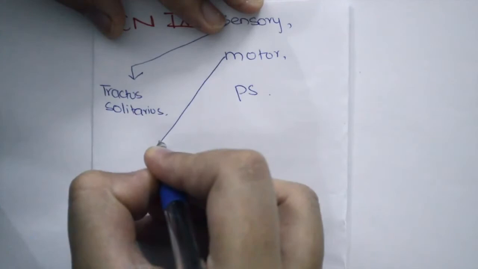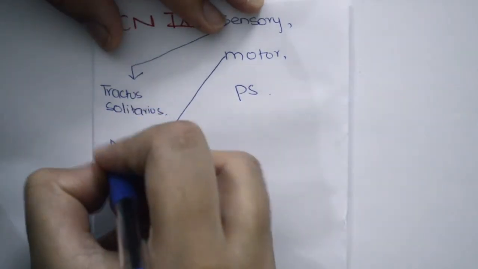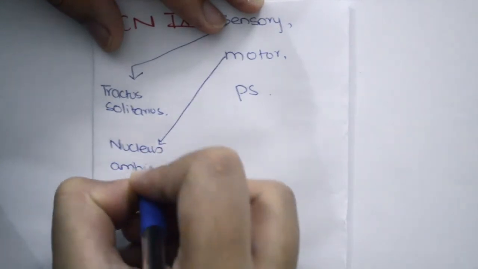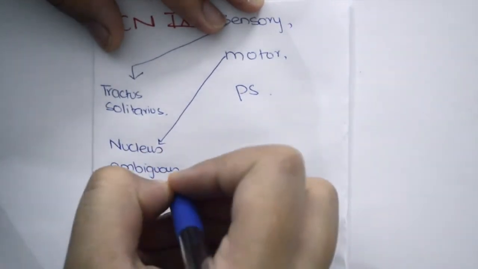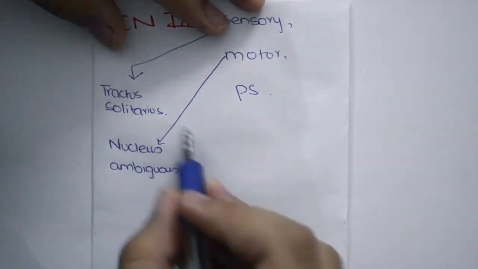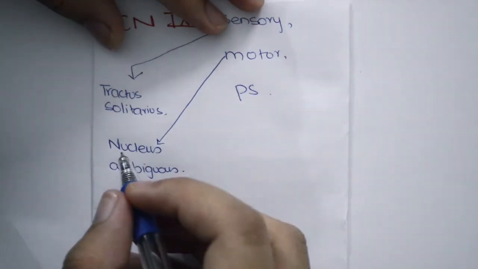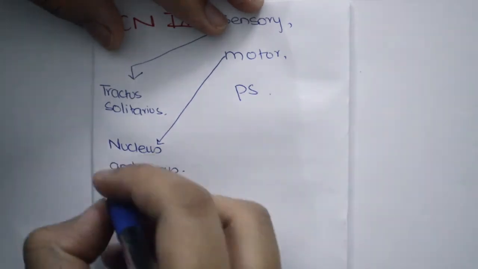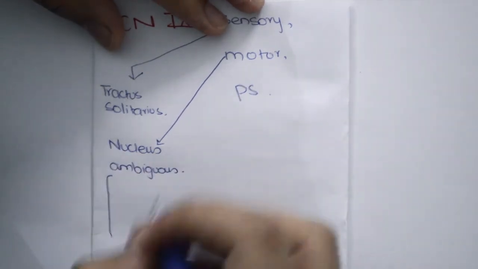The motor nucleus is nucleus ambiguus. The nucleus ambiguus supplies the muscles involved in speech. Let's write it down.